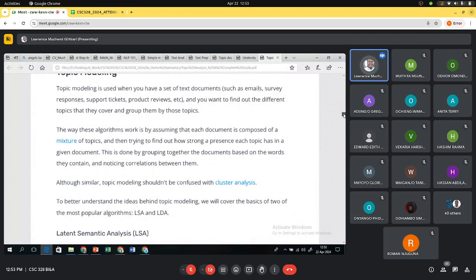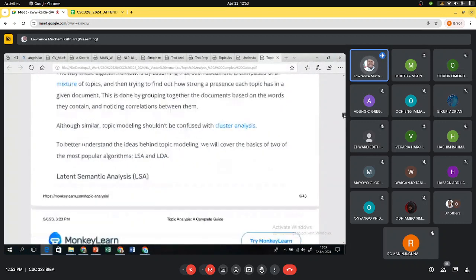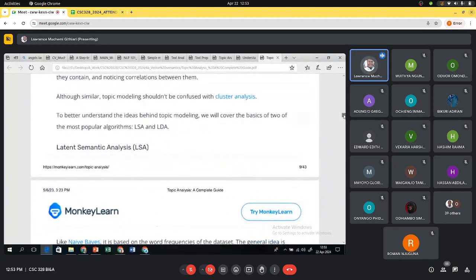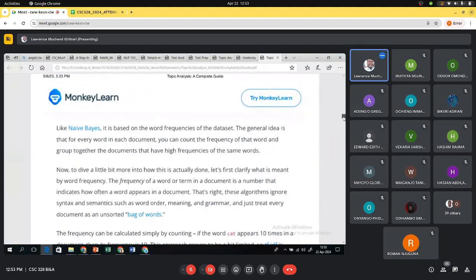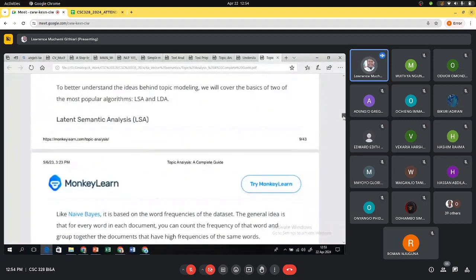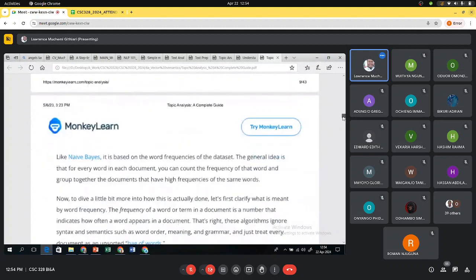So to better understand the ideas behind topic modeling, we will cover the basics of two of the most popular algorithms. That is latent semantic analysis and latent Dirichlet allocation, where the D stands for Dirichlet. Latent Dirichlet, and this is latent semantic. Those who love maths, you will love this one, latent semantic analysis.